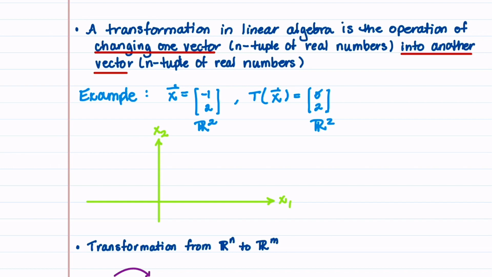X is -1 units in the x1 direction and 2 units in the x2 direction. So -1, 2 gives us a vector that looks like this. And we'll label that as vector x. Our T of x is 5 units and 2 units. So 5 in the x1 direction and 2 in the x2 direction. And this gives us a vector T of x that looks like this. So we can see that when x is transformed to T of x, it is rotated and it's stretched.